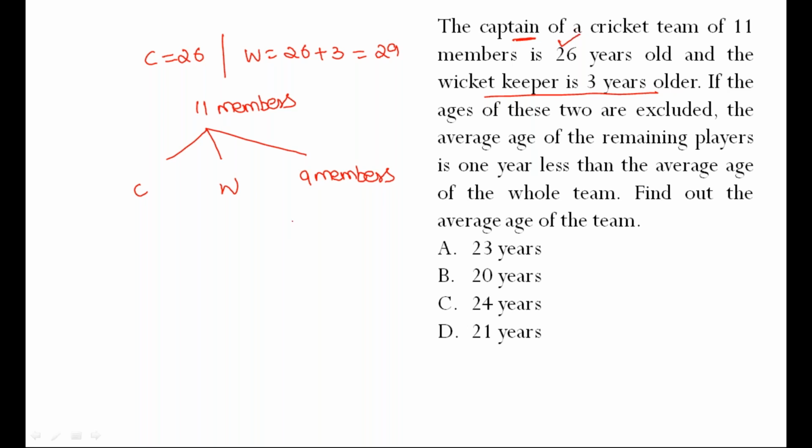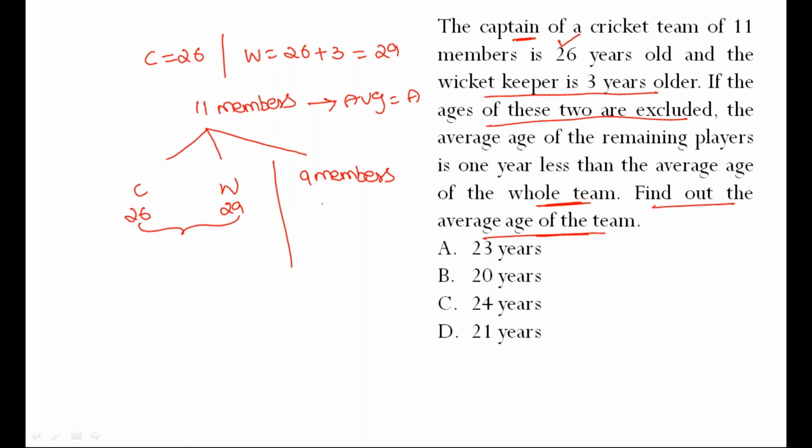Guys, this question you have a very good update. We don't know the average age of the whole team. Whole team in the sense 11 members. Let the average be A. If the ages of these 2 are excluded, nothing but captain 26 and wicket keeper 29, we have 9 members, right? The average age of the remaining players is 1 year less than the average of the whole team. So these 9 members' average is A minus 1.